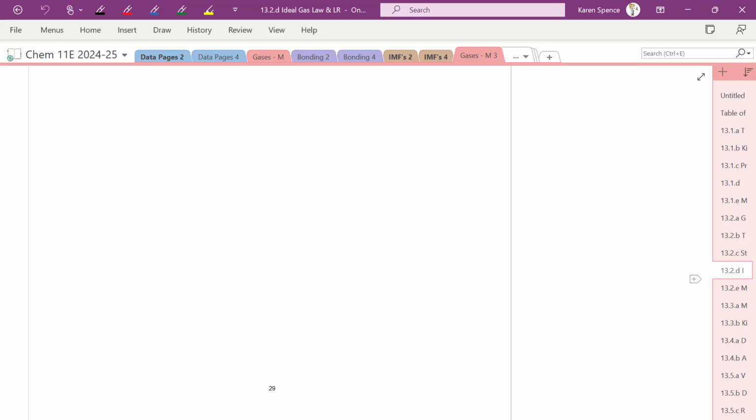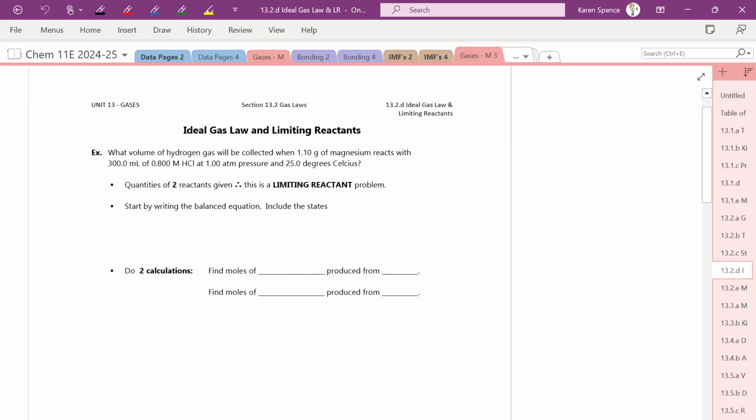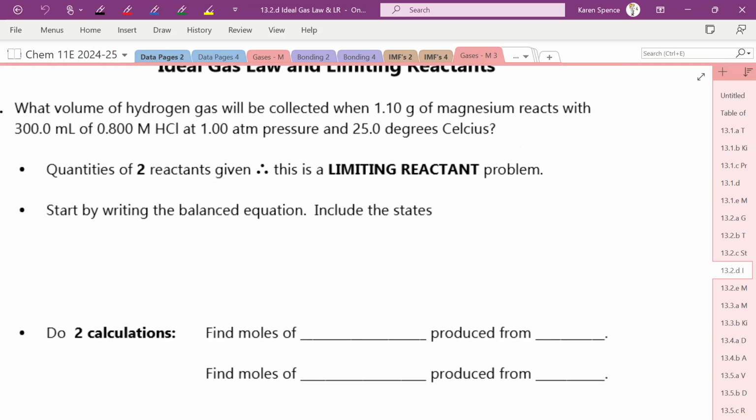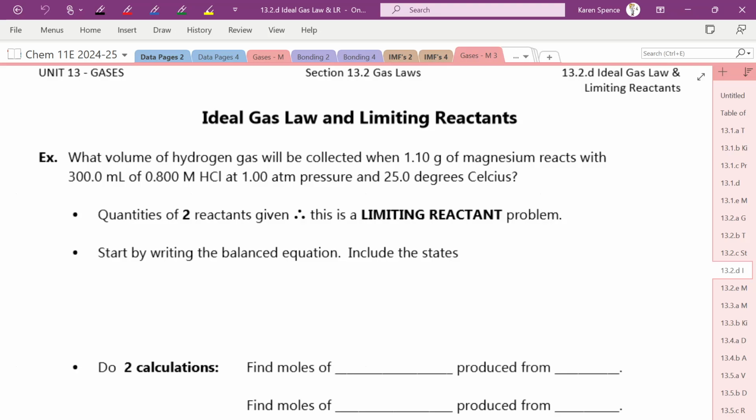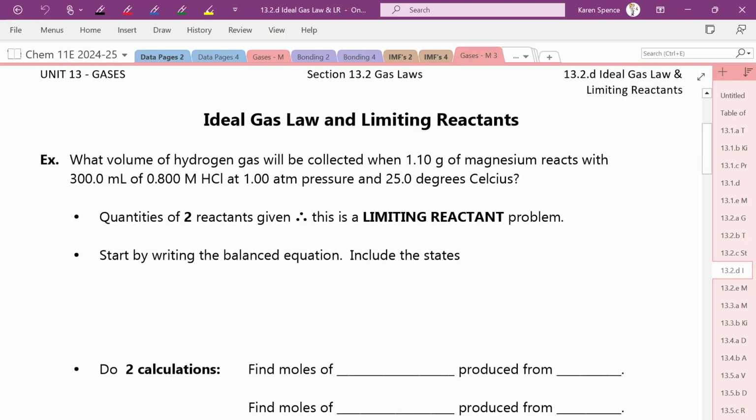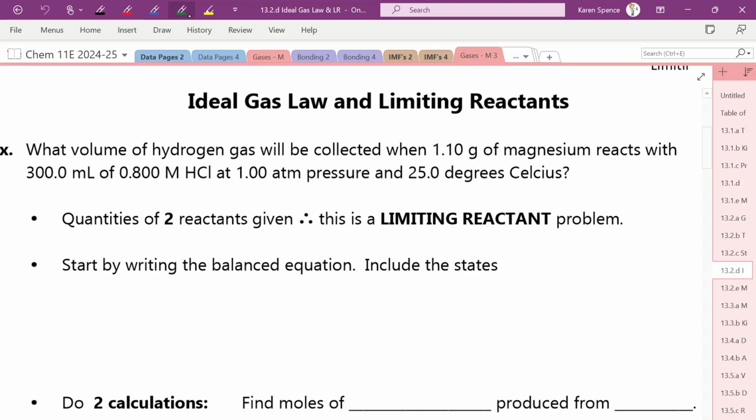We are going to go on to 13.2D on page 29, and we are going to remind ourselves about limiting reactants. How many of you feel like you have any memory of what a limiting reactant is? Okay, we kind of know a little bit about it at least, right? So if you are given 2 reactants, quantities of 2 reactants, that means it is a limiting reactant problem. And that means you are going to be doing 2 calculations. Yes?